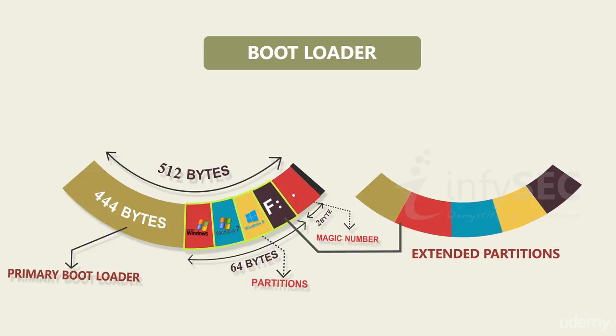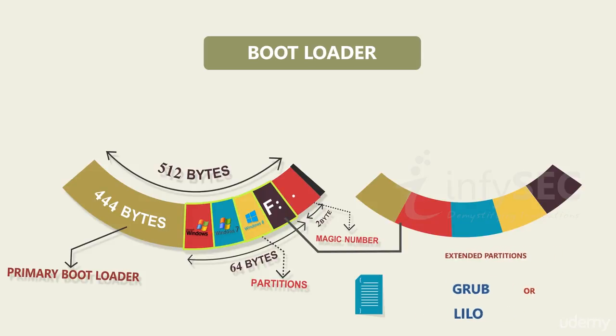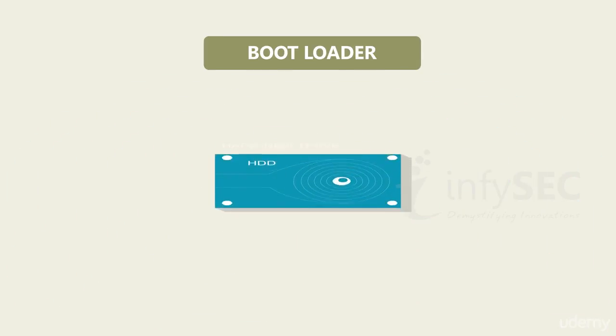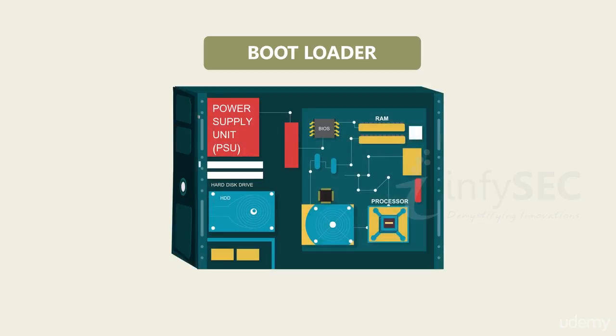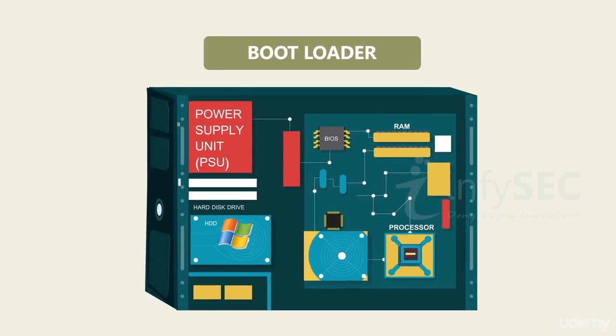These extended partitions can be incorporated using bootloaders such as Grand Unified Bootloader, GRUB, or Linux Loader, LILO. In this way, one system can be installed with multiple numbers of OSs. Now the bootloader loads the available operating systems. Once the user chooses the OS to be loaded, it gets loaded on the RAM and the control is now transferred to the OS.